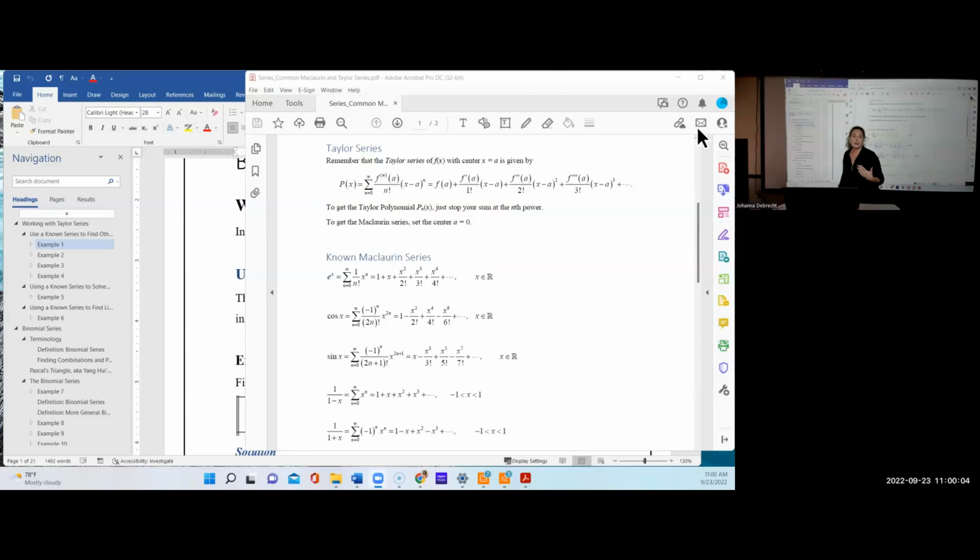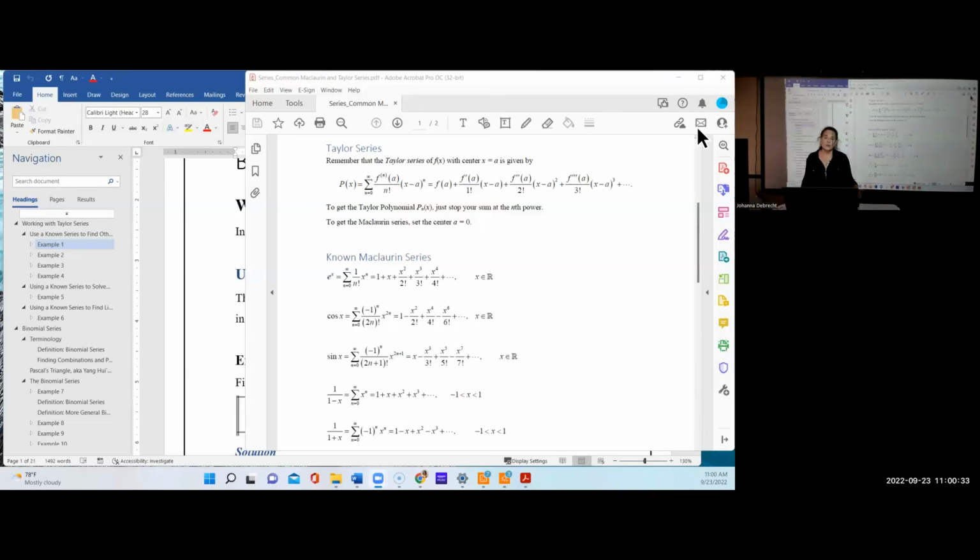It is infinite. It goes forever. In a sense, it's like an infinite polynomial. In order to get the Taylor polynomial, you just stop at the nth power. So a Taylor polynomial stops at a particular value of n, say after 6 terms, you quit. But the Taylor series goes forever. The Maclaurin series really is a Taylor series. It's just that the center is 0.